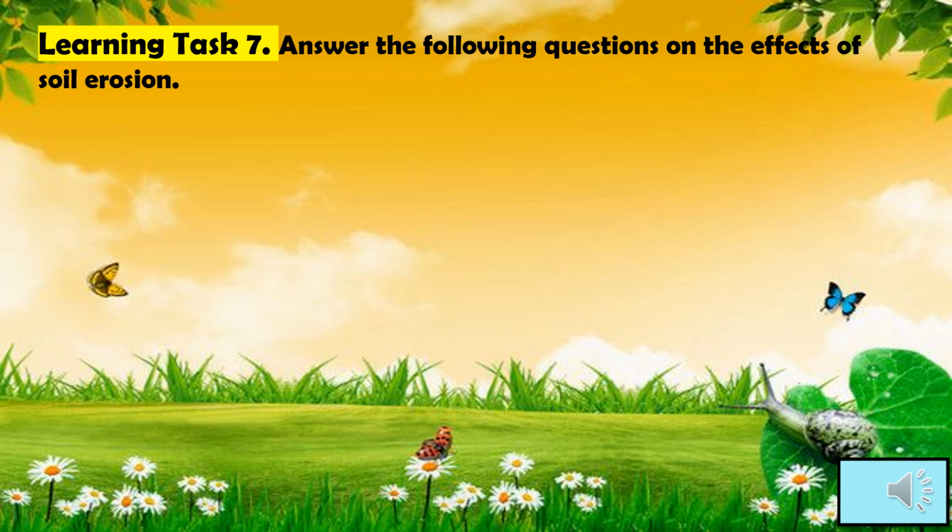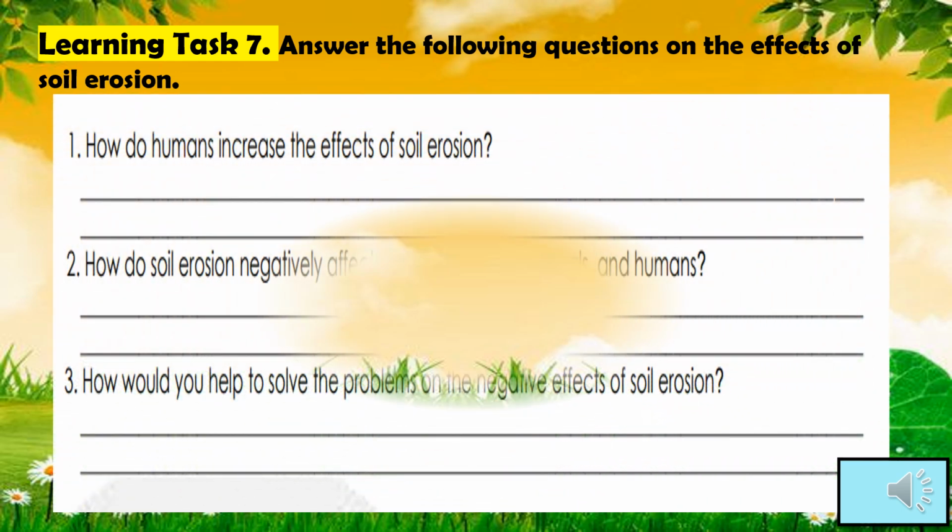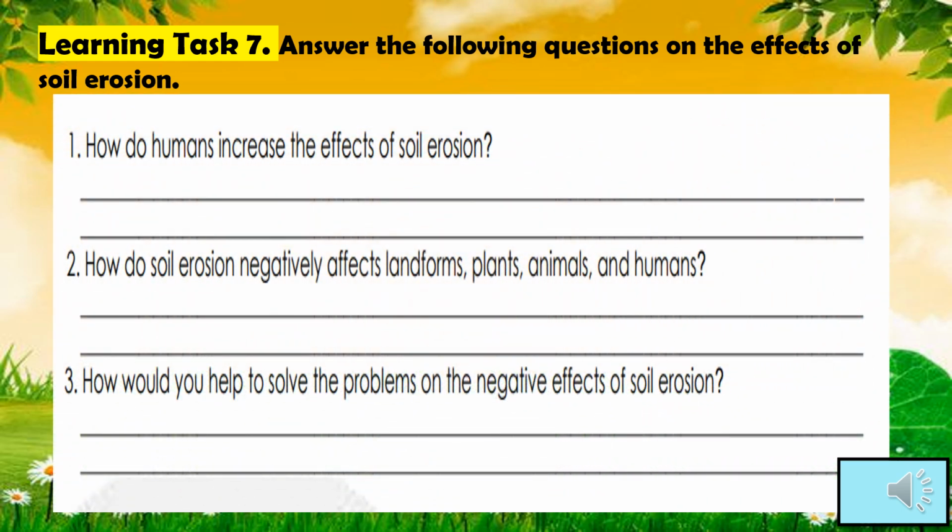For learning task 7, answer the following questions on the effects of soil erosion. For number 1, how do humans increase the effect of soil erosion? Number 2, how does soil erosion negatively affect landforms, plants, animals, and humans? And number 3, how would you help to solve the problems on the negative effects of soil erosion?